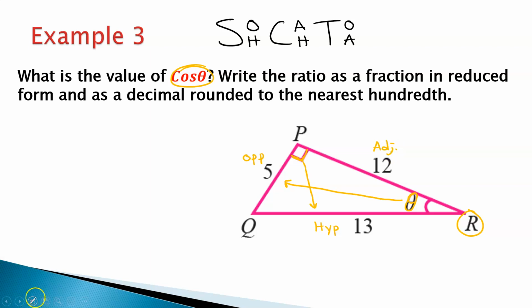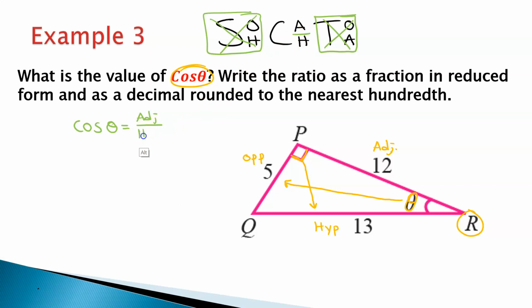Okay, so let's go through. Which one are we dealing with here? We're not dealing with sine, so not the So part. We are dealing with the Ca part, but not the Toa part. So the Ca in Sohcahtoa, C, A, and H. Well, that means cosine of my reference angle is equal to A, which stands for adjacent, over H, which is my hypotenuse. And again, that's just to memorize which numbers are we throwing on top of which numbers.